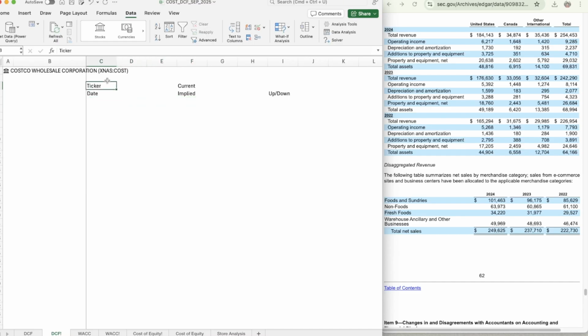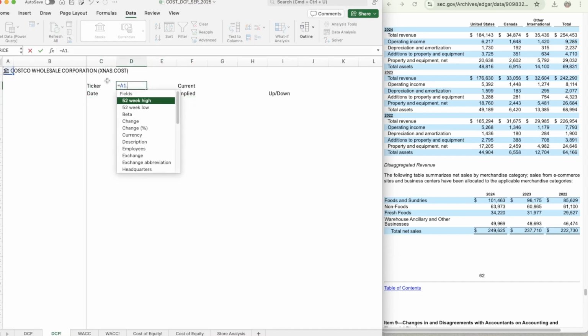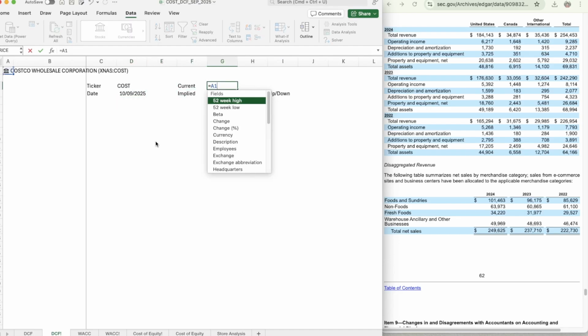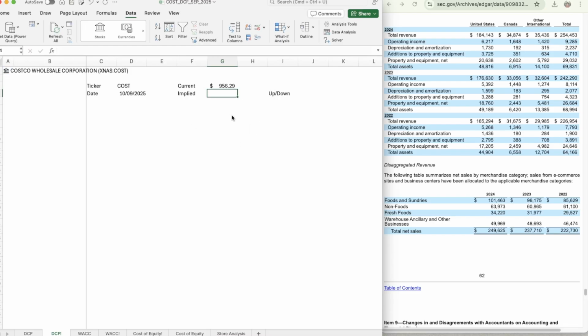And the ticker is equals A1 dot, what did I say, ticker. Then the date, today is the 10th of September, 2025. And the current price equals A1. And the implied, we can leave that for now. Then we want to put an X here.